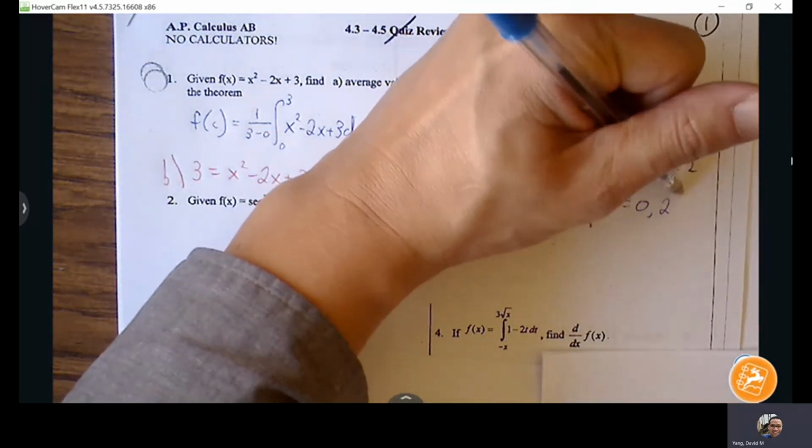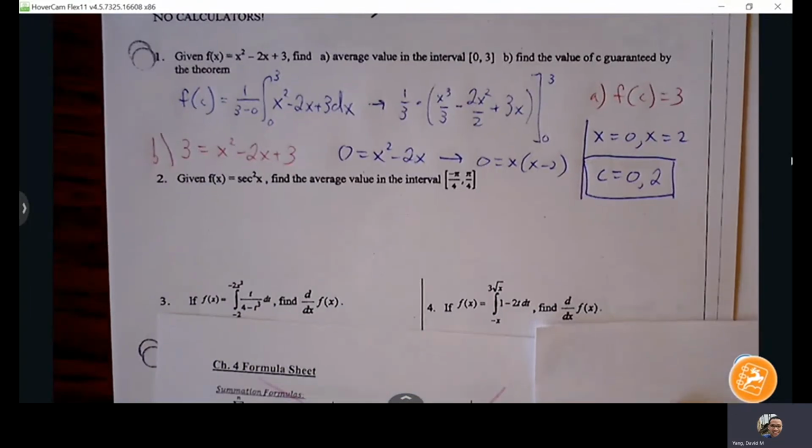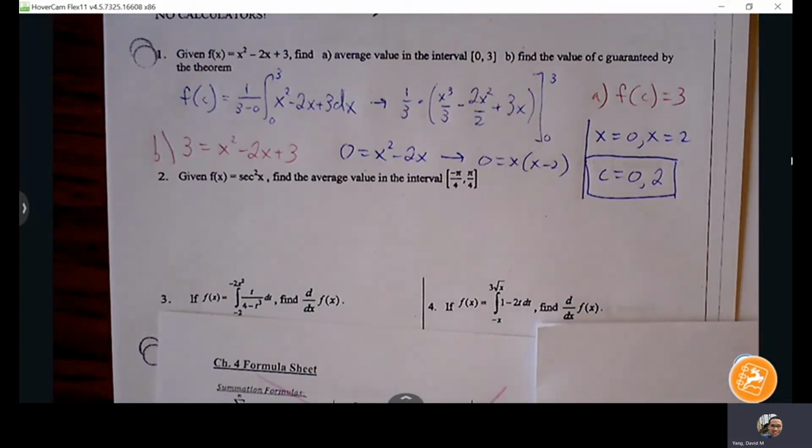Now, in this case, it's okay for the c value to land at the endpoint. I know we couldn't do that with the mean value theorem with derivatives, but with integrals, the average value theorem is basically the mean value theorem for integrals. If it lands at the endpoint, we can still keep it. So we have two locations where the graph is going to touch the average height: at x equals 0 and x equals 2. Okay, any questions?